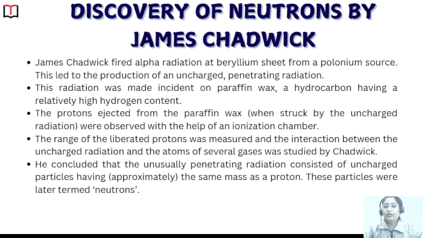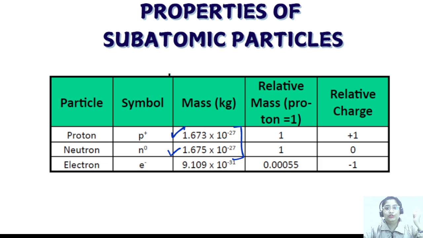Alright, so I hope this is clear to all of you. Everything is written over here which I have already explained to you. You can pause the video and take your notes. So this is all about the discovery of the neutrons, and now we know that an atom has three subatomic particles: electrons, protons, and neutrons. So these are the subatomic particles.